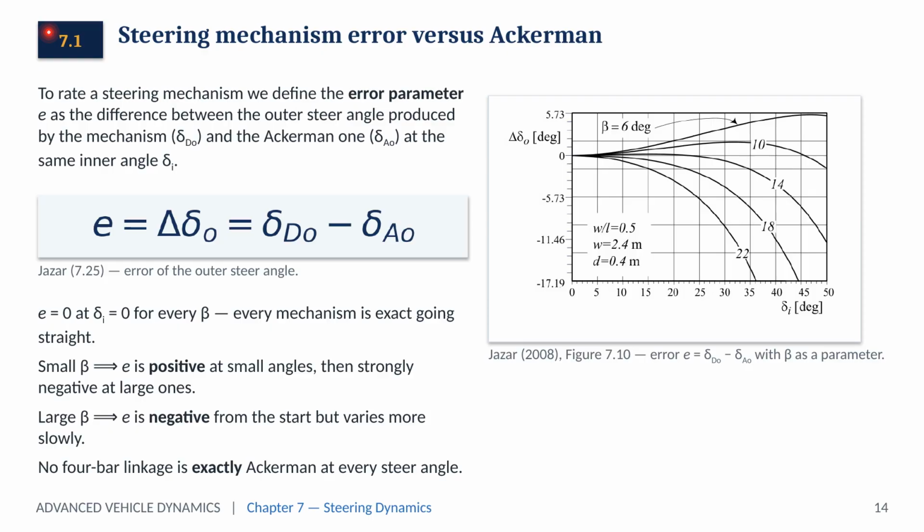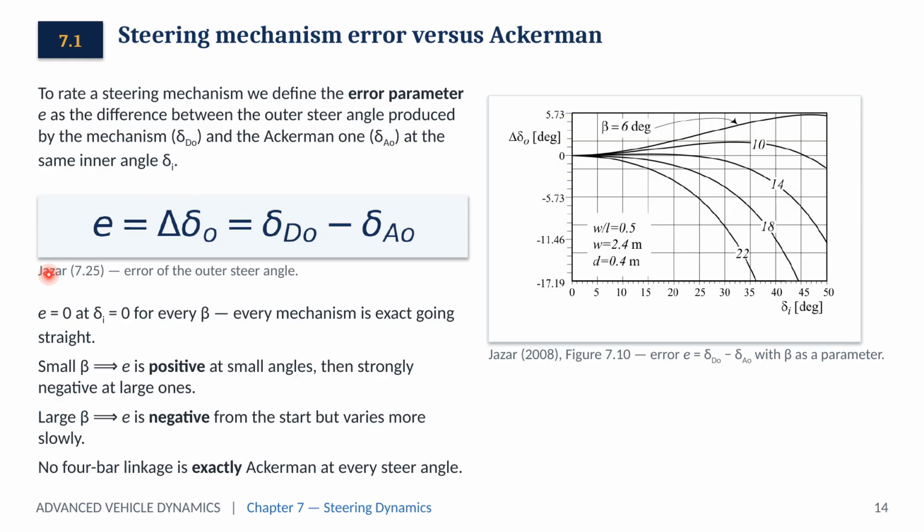This slide puts a number on how good a linkage is. We define the error parameter E as the difference between the outer steer angle produced by the mechanism, delta DO, and the Ackerman outer angle, delta AO, at the same inner angle. That is equation 7.25. Figure 7.10 gives three observations.